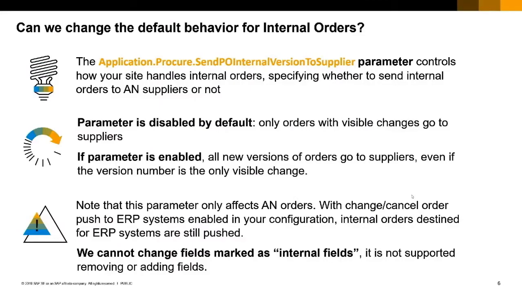Now, can we change the default behavior for internal orders? Yes, there is a parameter controlling how we want to handle internal orders, and system can ignore internal changes, making them always visible to the supplier. In case you are interested in changing the standard behavior like this, you don't need to contact Ariba support. Your designated system administrator can enable this parameter. This parameter only affects Ariba Network orders. It doesn't have any impact in how orders are sent to the ERP. And this is the only configuration change we can do related to internal changes. We cannot change internal fields, removing or adding any, for instance.